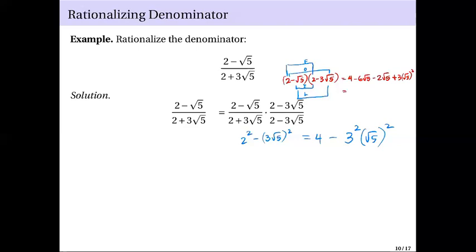And therefore, you will have what? 4 minus 6 square root of 5 minus 2 square root of 5. That's minus 8 square root of 5. And then here you have 3 times square root of 5 squared. Square root of 5 squared is just 5. So you will have 3 times 5, which is equal to 15. So this guy here is just 4 minus 8 square root of 5 plus 15.